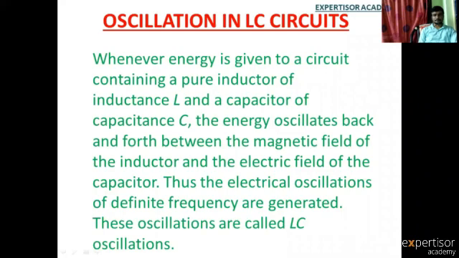In this video, we discuss the oscillation in LC circuit. Oscillation is nothing but a vibration of the wave. This oscillation is generated in LC circuits. L means inductor, it has the property inductance. C is the capacitor, it contains the capacitance property, charge per voltage.